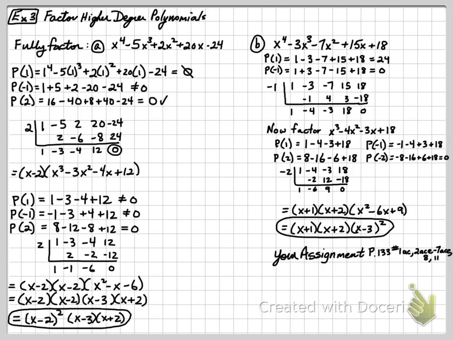So your assignment is to do page 133, 1AC, 2ACE to 7ACE, 8, and 11. That's for day 1. And for day 2, you're going to be doing 1BD, 2BDF to 4BDF, 5BD to 7BD, numbers 9, and number 12.